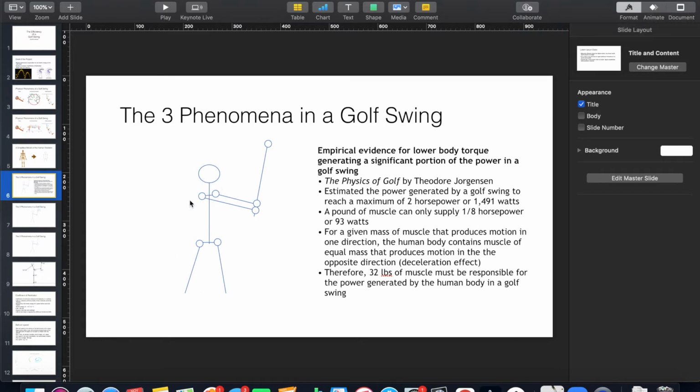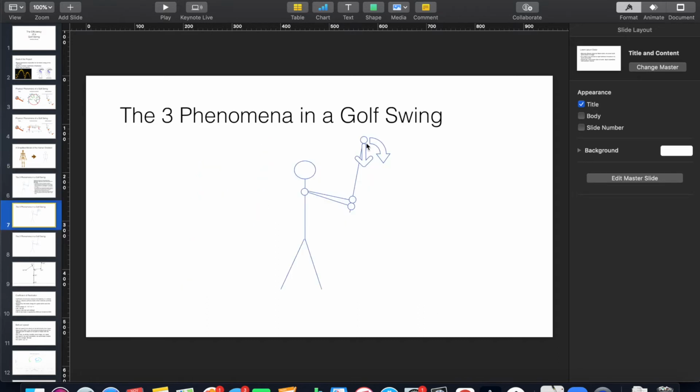32 pounds of muscle will not be found in the upper body. However, it can be found in a combination of the lower body and the upper body. Next, we have gravitational torque, which is gravitational force applied to the club head and creates the rotational motion of the club head around the wrists.